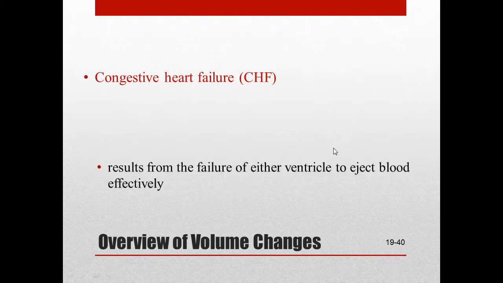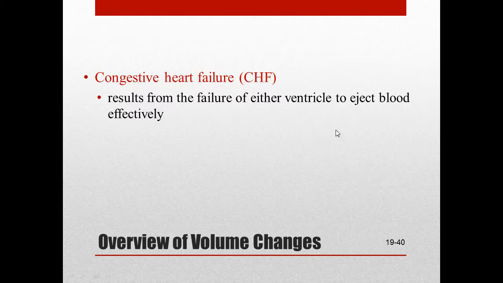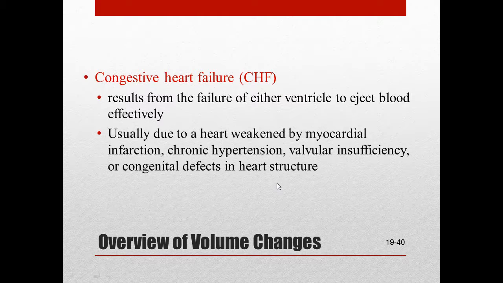So we look at congestive heart failure. What is that? It results from the failure of either ventricle to eject blood effectively. Now, it is usually due to a heart weakened by myocardial infarction or MI, or chronic hypertension, or valvular insufficiency, or congenital defects in heart structure. So that's what's occurred during birth. If a child's heart did not develop properly during the growing stages within the womb, that's called congenital defects.